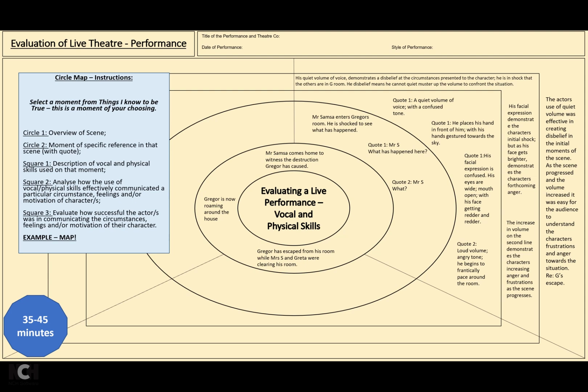And then finally, the evaluation part. We go to Square 3, evaluate how successful the actor or the actors were in using and communicating their circumstances through vocal and physical skills to you as an audience member. So you can tell me what was really good. So again, I'm going to just very quickly go through Square 3 with you. So in Metamorphosis, the actor's use of quiet volume was effective in creating disbelief in the initial moments of the scene. As the scene progressed, the volume increased, and it was easy for the audience to understand the character's frustrations and anger towards the situation.